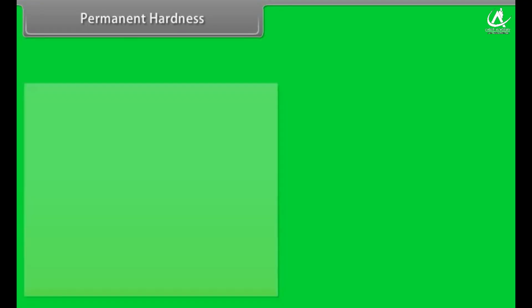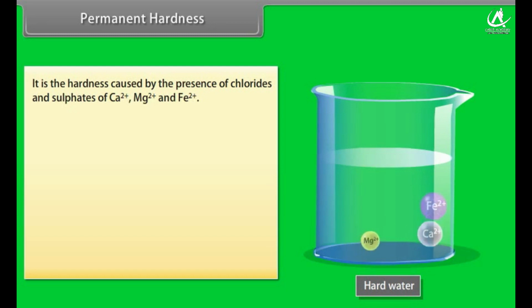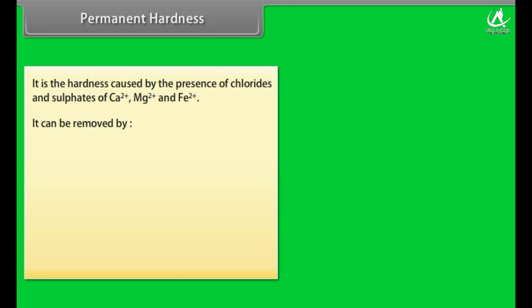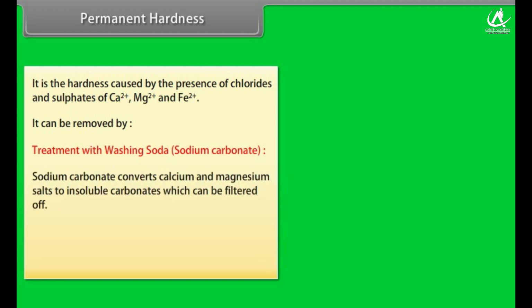Permanent hardness. It is the hardness caused by the presence of chlorides and sulfates of Ca2+, Mg2+, and Fe2+. It can be removed by treatment with washing soda or sodium carbonate. Sodium carbonate converts calcium and magnesium salts to insoluble carbonates which can be filtered off.